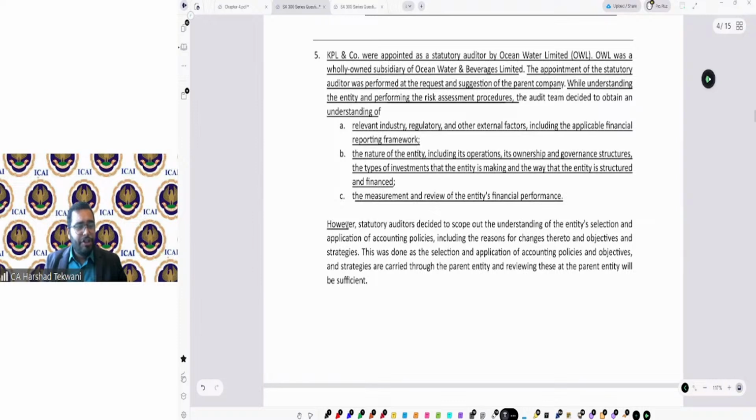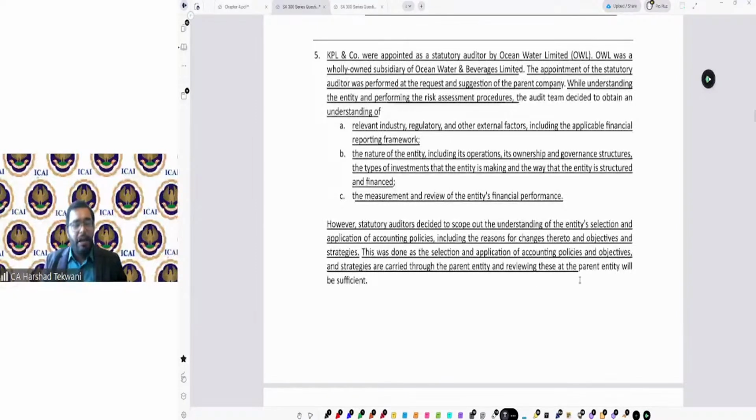However, statutory auditor decided to scope out understanding of the entity's selection and application of accounting policies, including the reasons for changes thereto and objectives and strategies. This was done as the selection and application of accounting policies and objectives and strategies are carried through parent entity. And reviewing these at the parent entity will be sufficient.